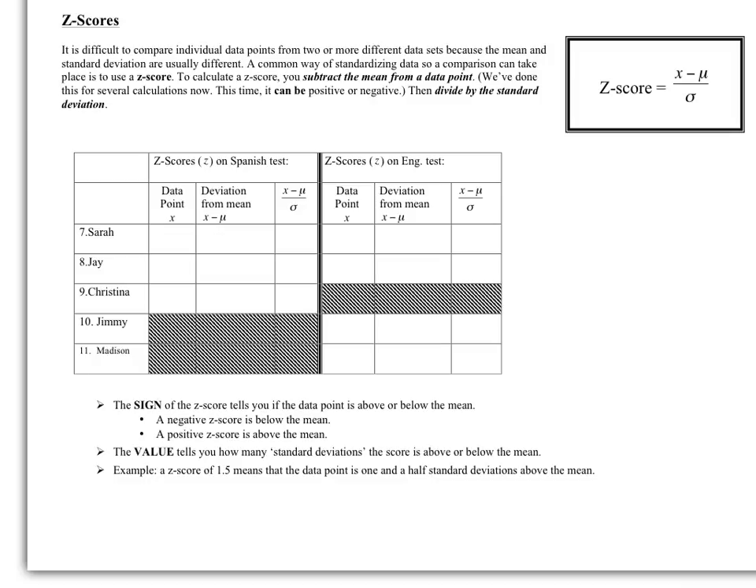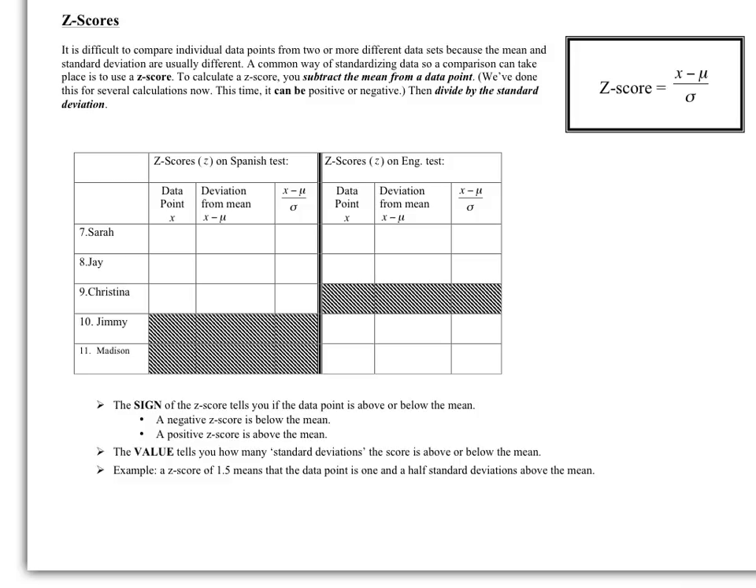So for example, on the first side of this paper, we talked about Spanish tests for certain kids, and we talked about English tests for certain kids. FYI, this information is in the first column of the first page, and this information is in the second column. For some reason, these two things are switched around. I'm sorry about that. It's a little confusing. But z-scores, we're going to talk about individual data points.